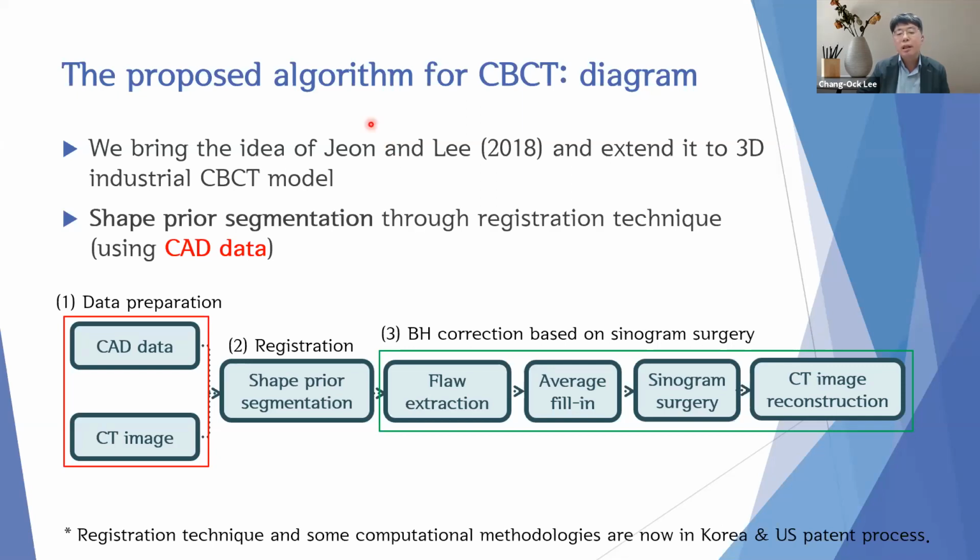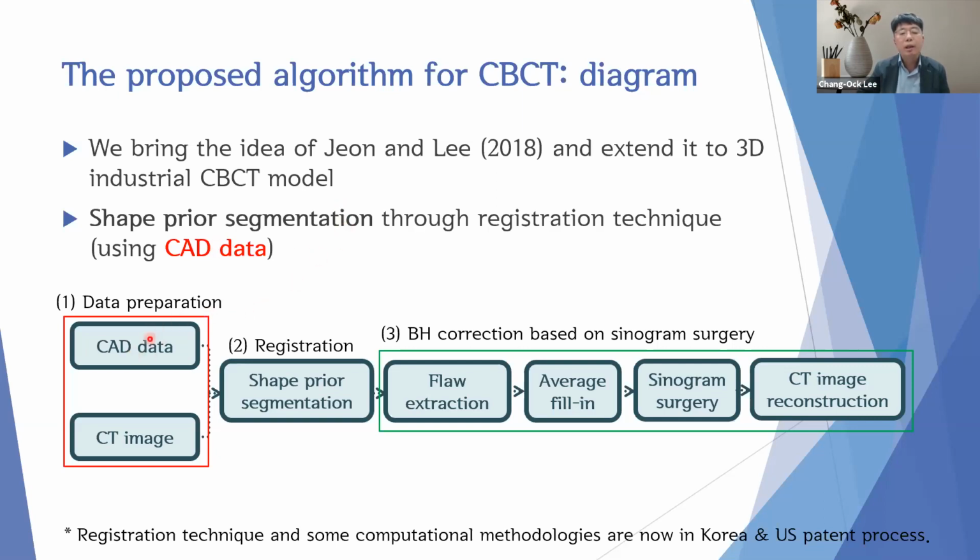In the industrial field, the industrial product has CAD data. So we use CAD data as a shape prior, because I already told you that in the average peeling process, we need to identify the regions which surround the metal regions. In the 2-dimensional case, that's okay. But in the 3-dimensional case, it's very hard to identify which volume contains the flaw or metals there. So we use CAD data to identify that.